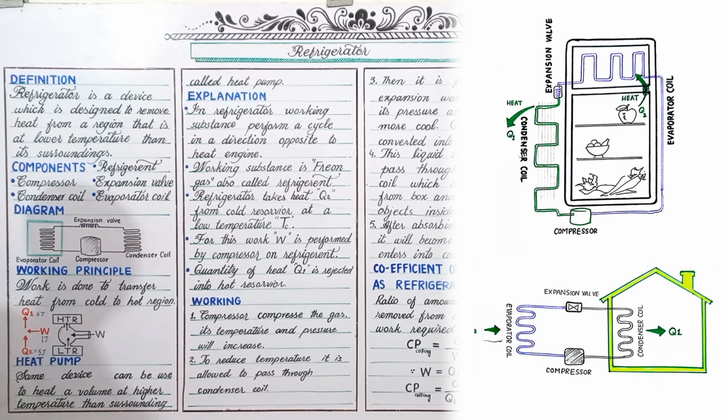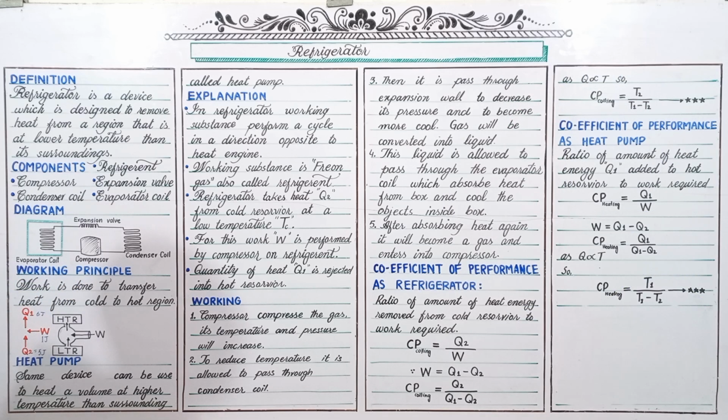Okay, is it clear? Now we are moving toward the explanation of this working principle. So we will learn how it works as a refrigerator. Okay, in this case, the main working substance, that is freon gas or refrigerant, performs work in a cyclic process, but this is opposite to the heat engine.